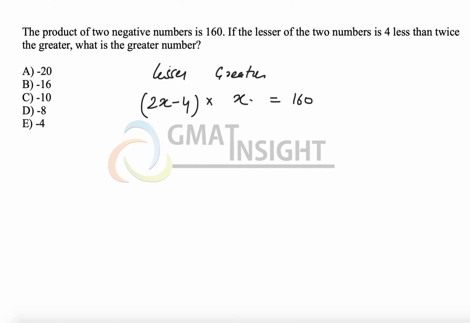So I'm just taking 2 common here. So now we are left with (x minus 2) multiplied by x is equal to 160. That means (x minus 2) multiplied by x is equal to 80.